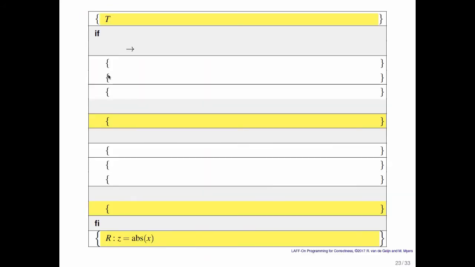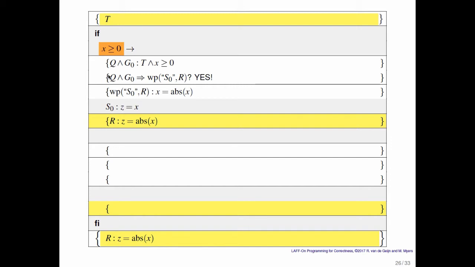And how could we be smarter? Well, what do we know about the absolute value? We know that there is the case where x is greater than or equal to 0, and there's the case where x is less than or equal to 0. So the space of all integers very naturally can be broken up using two different predicates. And we look at the first one, x is greater than or equal to 0. That then gives us a precondition and postcondition for the command S0. Then we can apply the techniques we learned earlier to find that z should be equal to x.